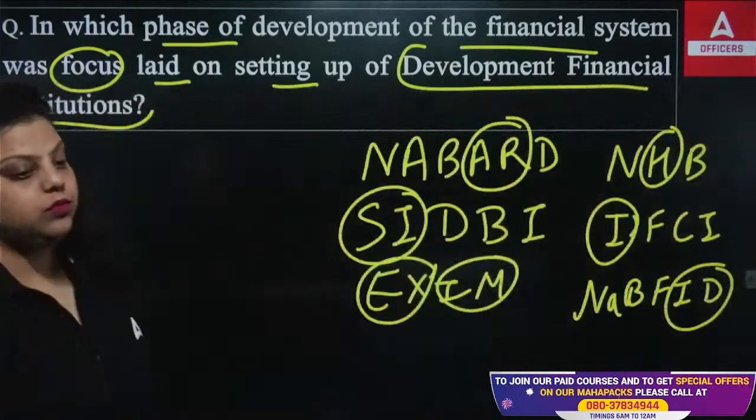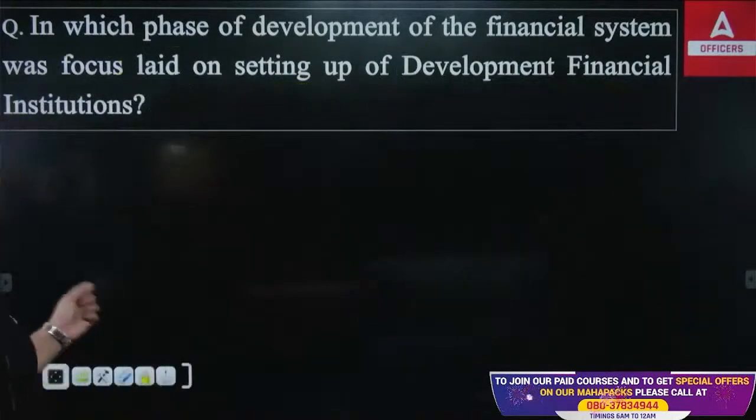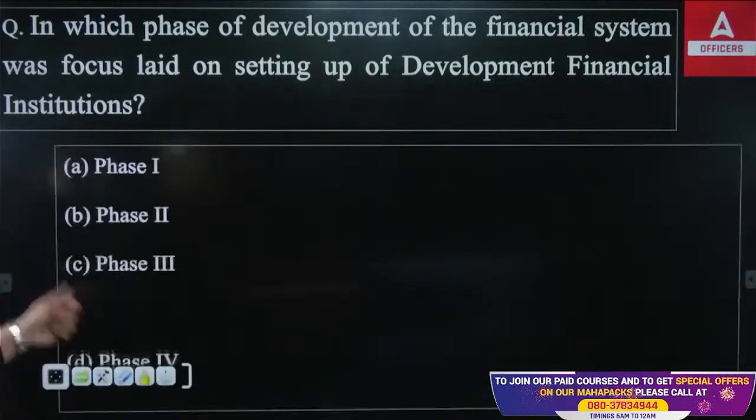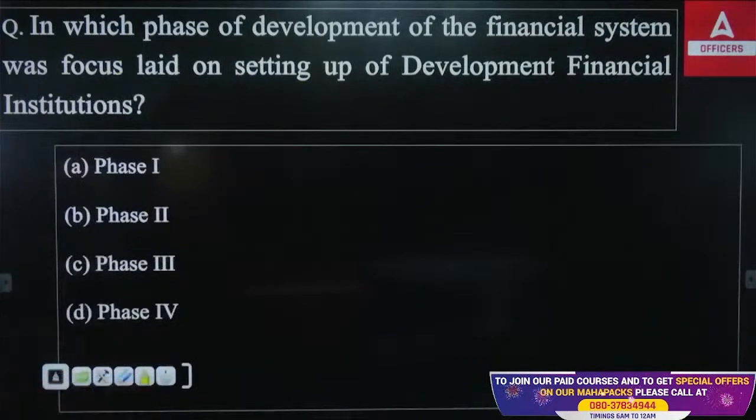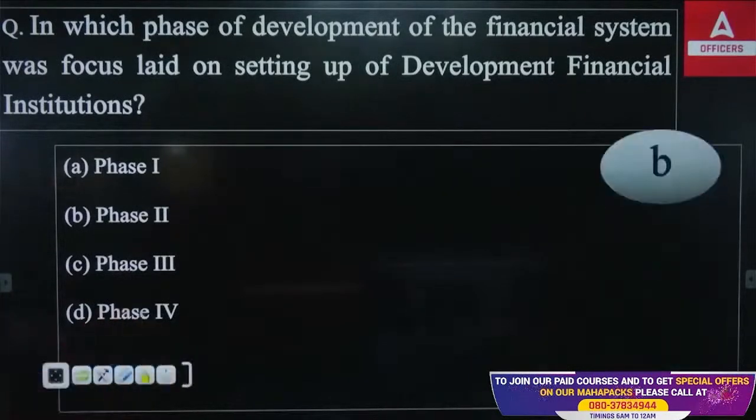So now let me know, which particular phase focuses on the development of development financial institutions? Phase 1, 2, 3 or 4? Which of the following is correct? The right answer is your phase 2, in which we introduced the development financial institutions. So the right answer will be B option.